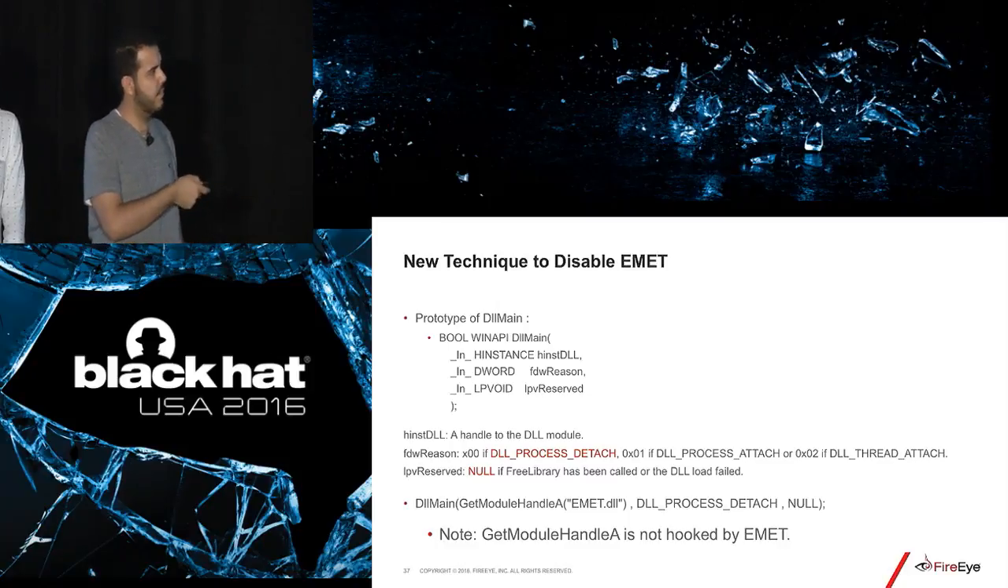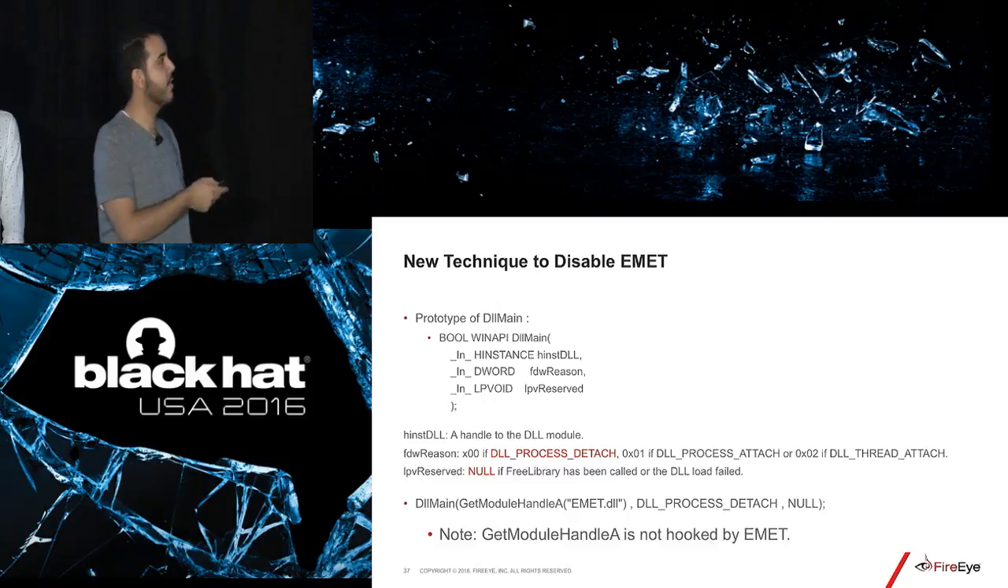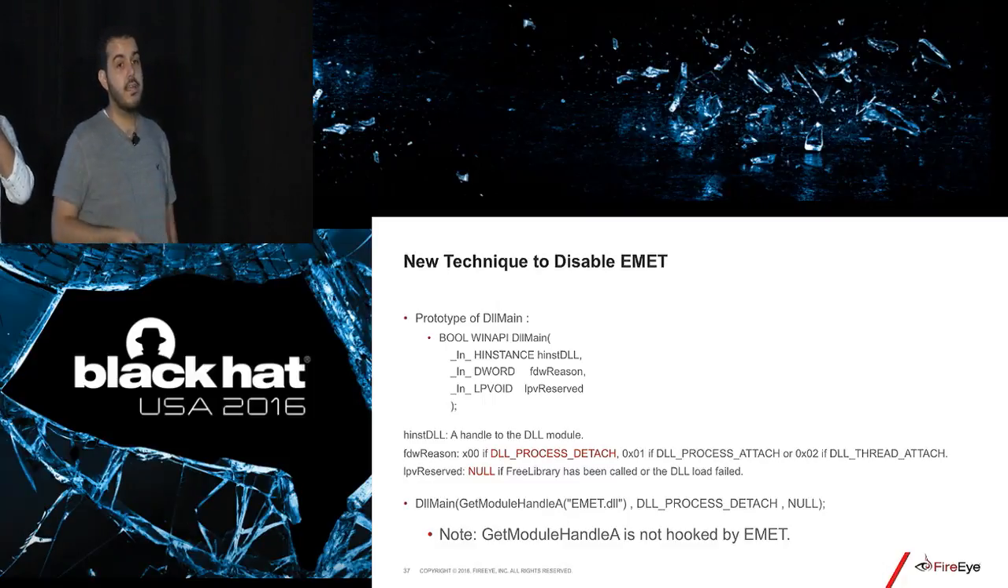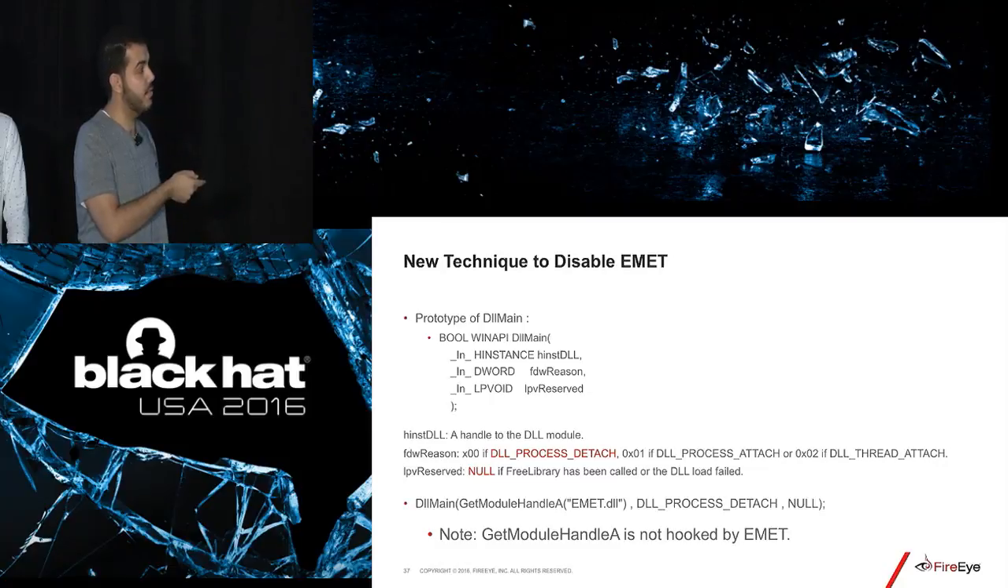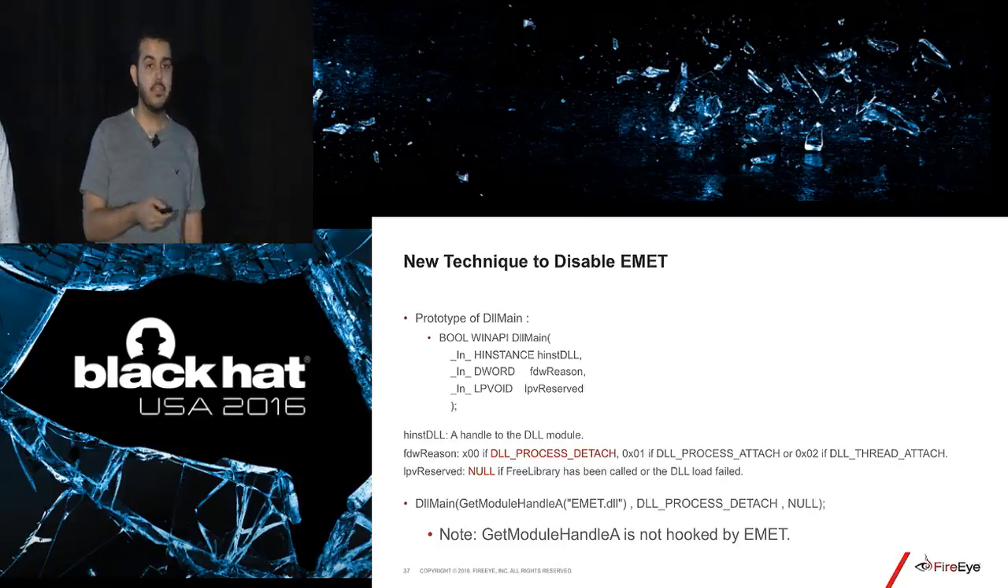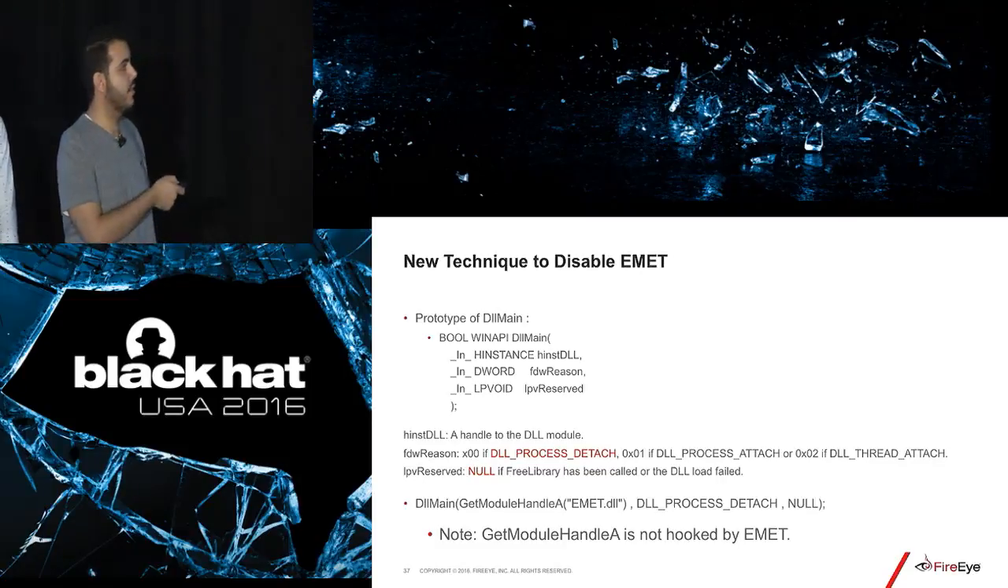Just as a refresher on the DllMain prototype: the first parameter takes the base address of the DLL, which is the EMET DLL. The second and third parameters should be 0. The second parameter is DLL_PROCESS_DETACH, so this gives the DLL process detach signal to the DllMain for the DLL to be unloaded. Also, the reserved parameter, which is the third, should be 0 or null.